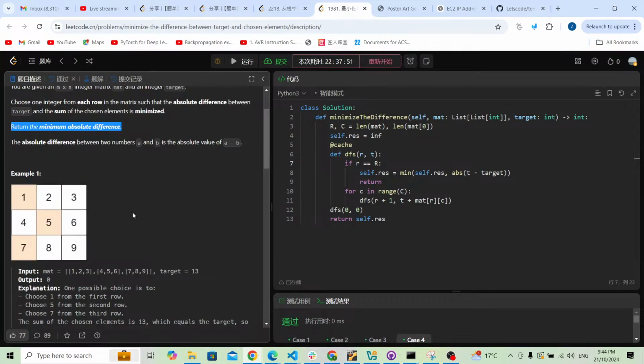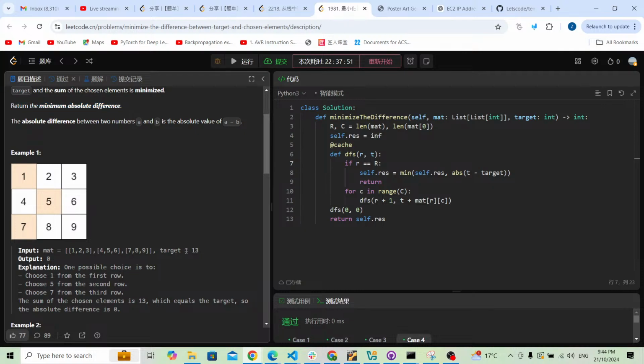So for the first example, we can choose 1, 5, 7. So the sum, 1 plus 5 plus 7, is going to be 13. So the difference is going to be 0. And because we're going to return the minimum absolute difference, it is okay.